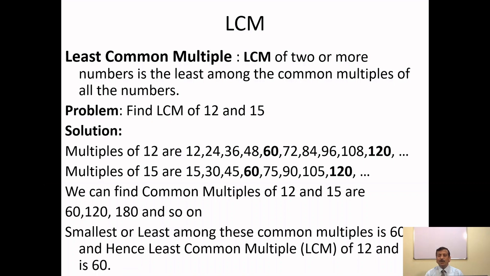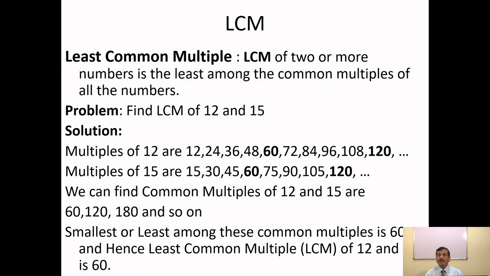Let's see the concept of least common multiple. LCM of two or more numbers is the least among the common multiples of all the numbers. Let's take an example. Find LCM of 12 and 15. Multiples of 12 are, go for multiplying the 12. 12 ones are 12, 12 twos are 24, 36, 48, 60 and so on. So these are the multiples of 12. Beyond 120 also they will continue.